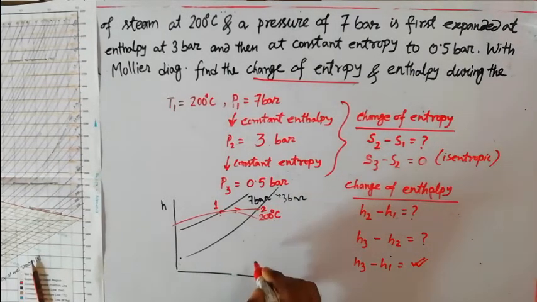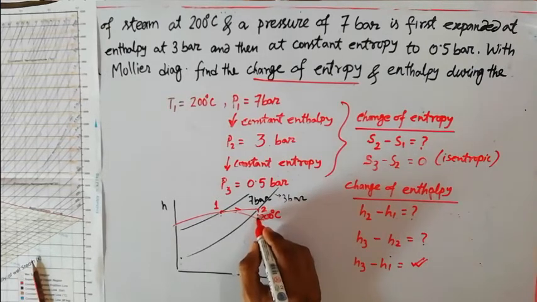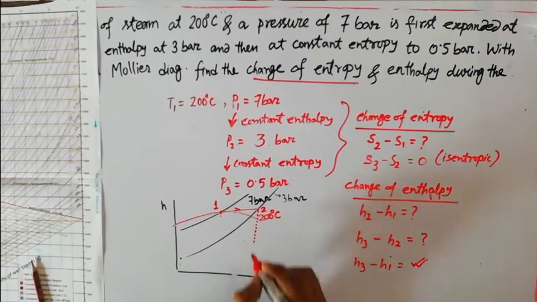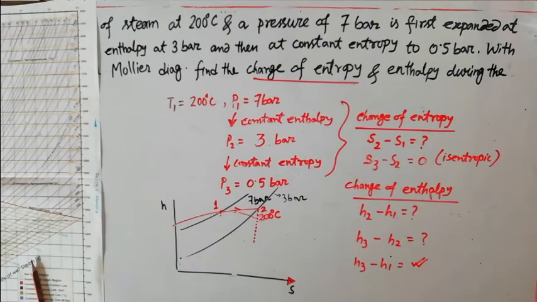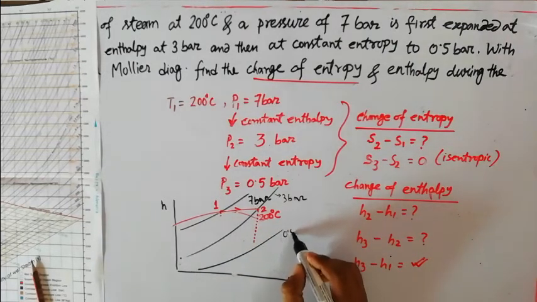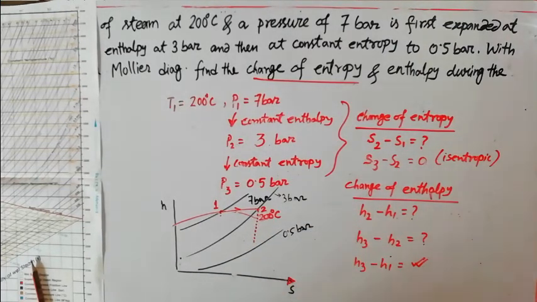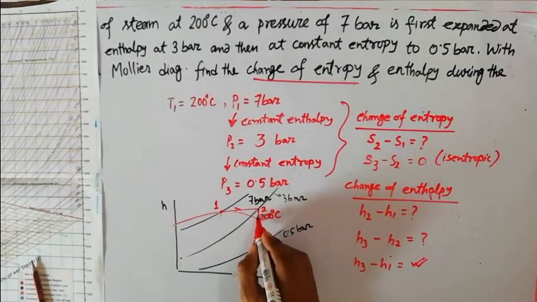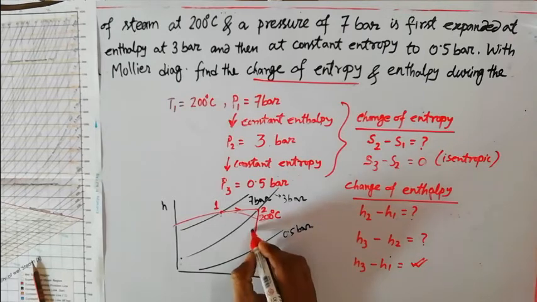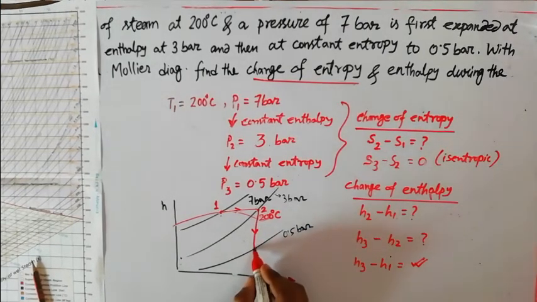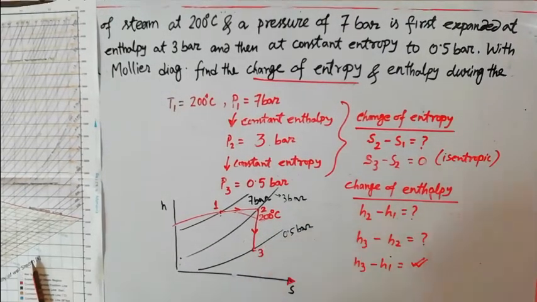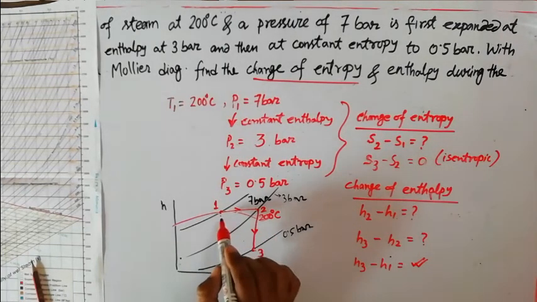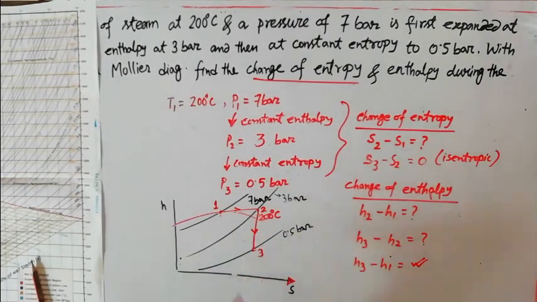Now from 2 to 3, that is a constant entropy process. Constant entropy means you have to pull a vertical projection, because this axis is entropy. How much is it? 0.5 bar. Suppose this is the 0.5 bar line. You pull that vertical projection up to 0.5 bar. Always use a pencil and scale to draw these lines. So this is state point 3, the whole procedure from 1 to 2, 2 to 3.